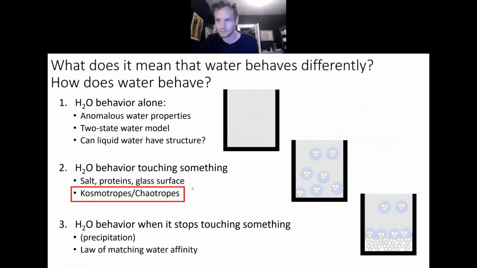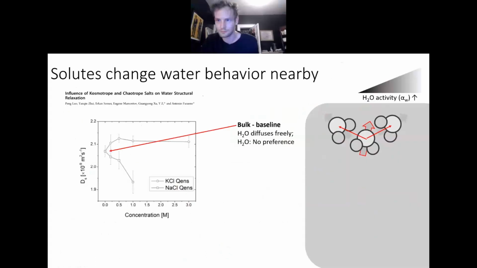So that covers this rough idea of what happens when water is touching something, and it introduces this idea of kosmotropes and chaotropes. And kosmotropes are things like the hydrophilic surface, and they're defined as water structure enhancers, and chaotropes are like the hydrophobic surface, where they're defined as water structure breakers. And to be sure, these words are models. There's no real mathematical definition. These are kind of hand-wavy arguments for kosmotropes and chaotropes. And so I'll talk a bit about them, but they are not rigorously defined yet.